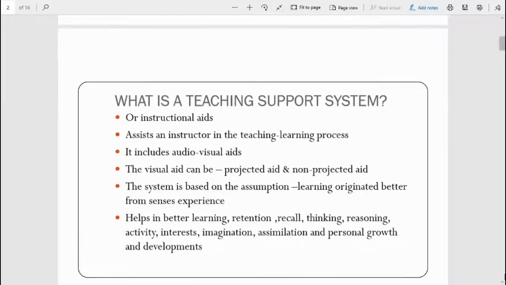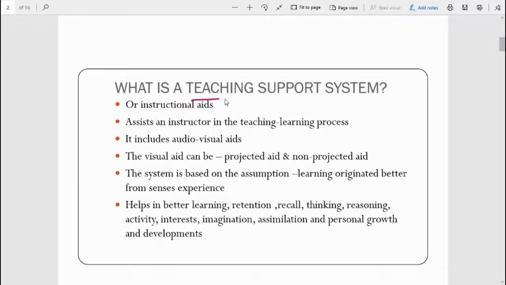The very first question that comes up is, what is a teaching support system? It is basically also known as instructional aid. It assists an instructor in the teaching learning process. When this entire teaching learning process is taking place, during that process the instructor takes help of some external material. Those materials or systems assist the instructor, and they are called teaching support system or teaching aid or instructional aid. It has basically three names, so don't confuse.